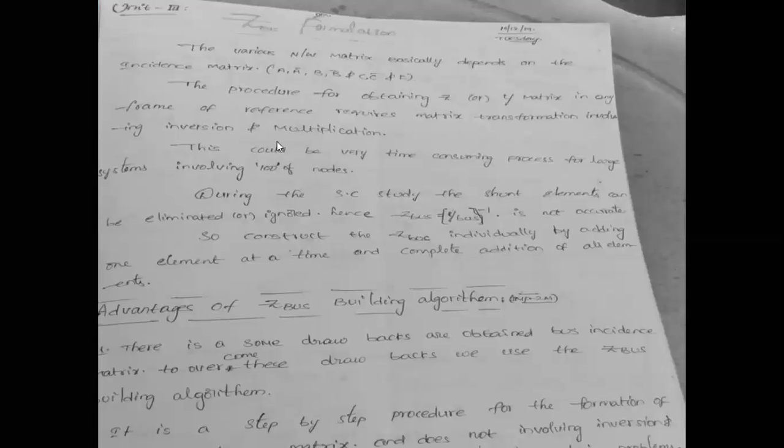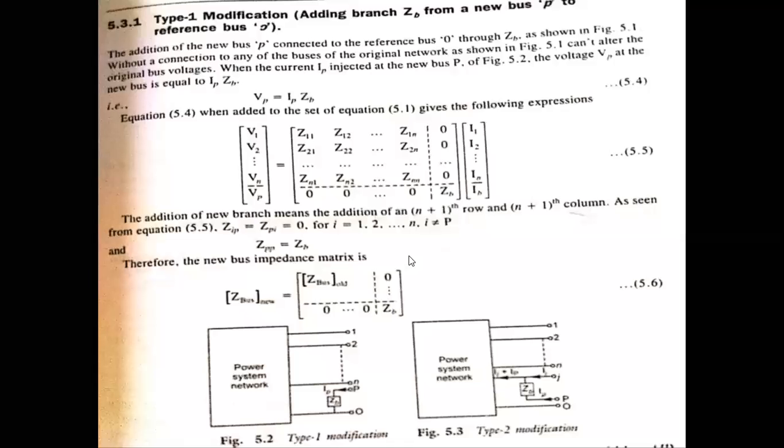Next, coming to the third unit, that is formation of the Z bus. In the formation of the Z bus, the main topic is that we have 4 types of methods: type 1, type 2, type 3, type 4 methods.